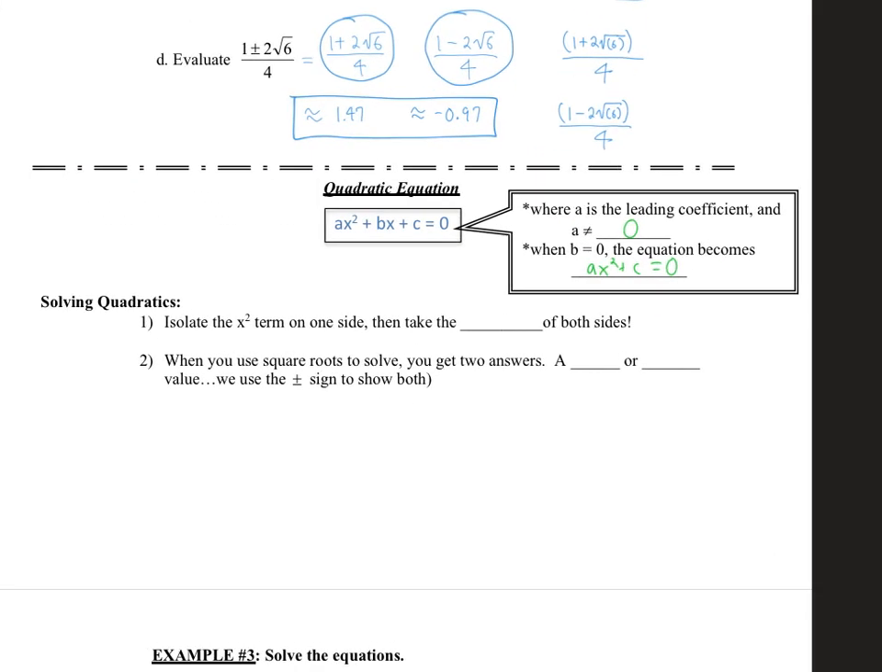All right, so here are the steps for solving quadratics. Just like when we're solving equations, you want to isolate the x squared term on one side and then take the square root of both sides. So basically, you're going to get x squared by itself, and then you're going to take the square root once it's all by itself. Okay? And it says when you use square roots to solve, you get two answers. You're going to have a positive or a negative answer. Okay, so this is what I was talking about. When you take the square root of x squared, you're going to need to do plus or minus when you're solving these. Okay?